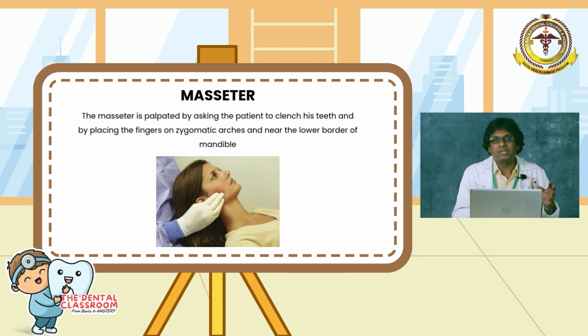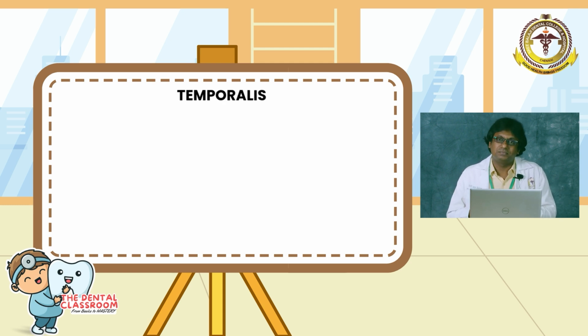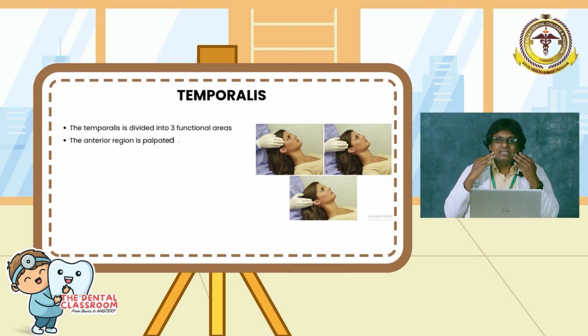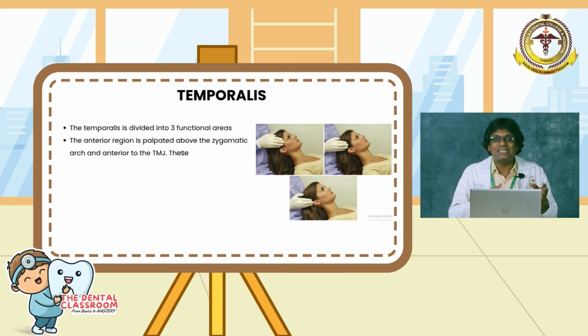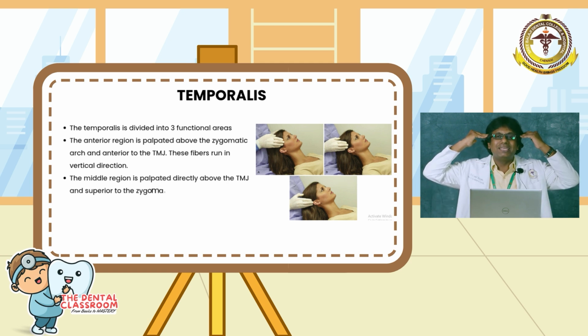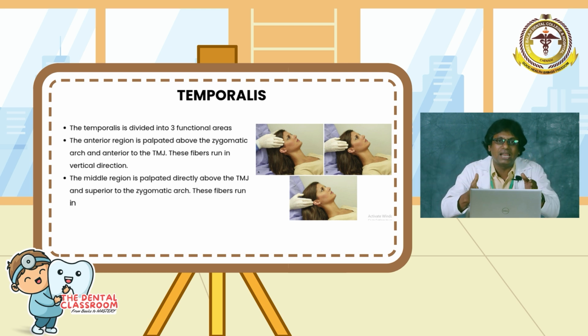The next major muscle will be the temporalis. So clinically and technically, how are you going to examine the temporalis? The temporalis is also demonstrated by asking the patient to clench the teeth. The difference between the masseter and the temporalis is the area of palpation. When you palpate below, you can palpate the masseter. When you ask the patient to clench the teeth and palpate above the ears, you can palpate the temporalis.